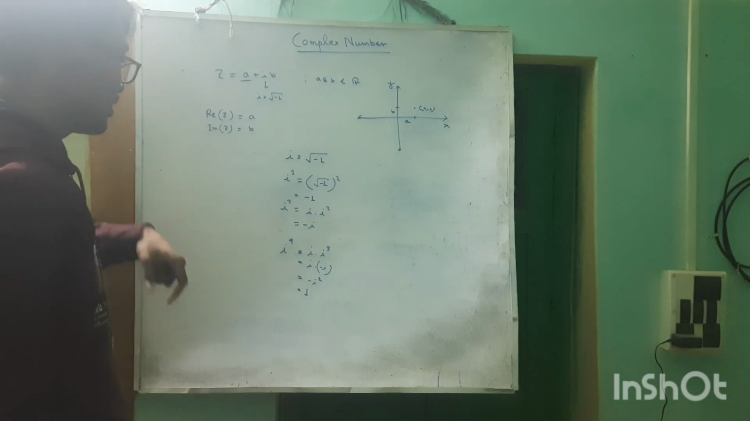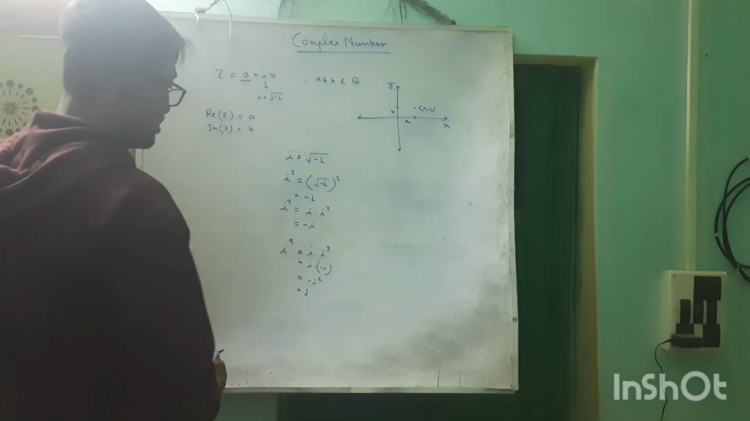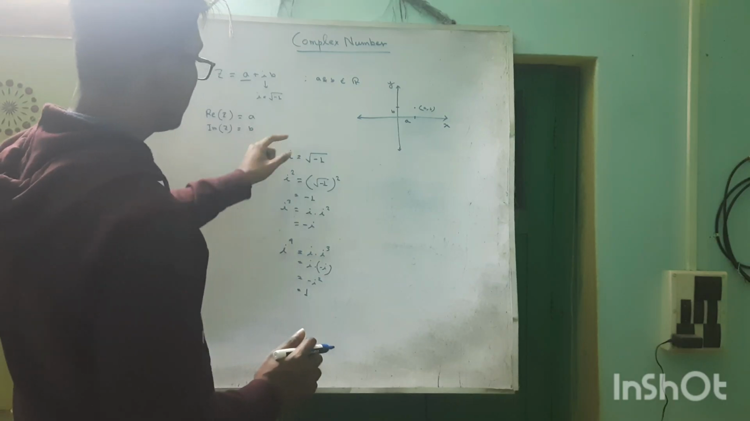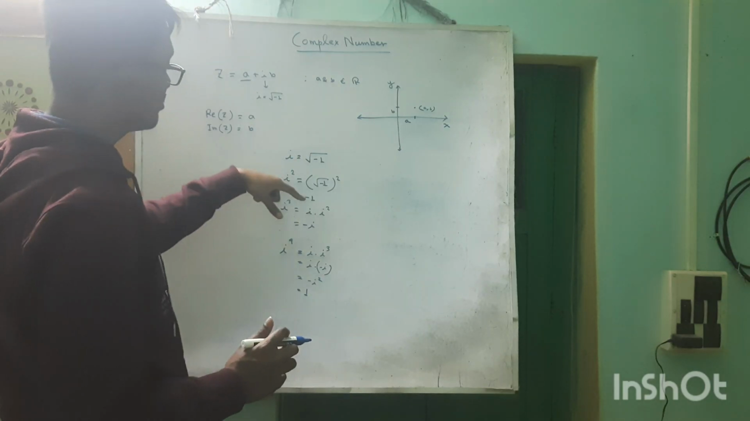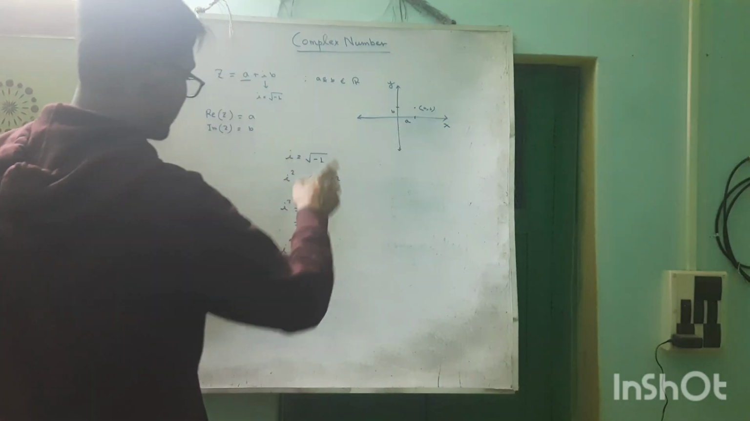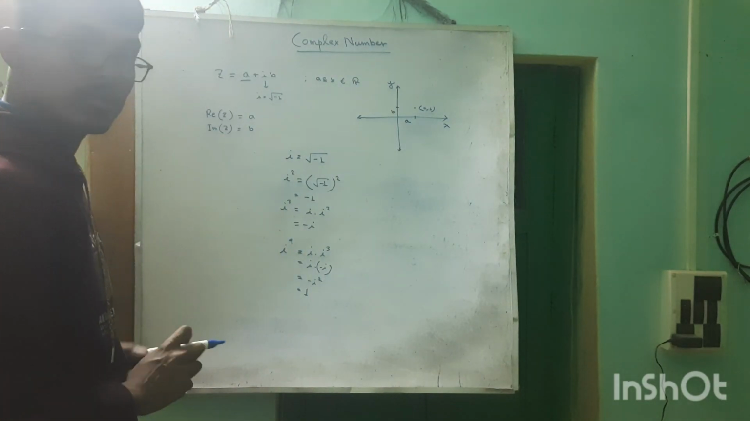Okay, so for any power of i, i to the power 5 is equal to i to the power 4 into i, that is i, and i to the power 6 is equal to i square, that is equal to minus 1. So it comes as a cyclic process. Okay, so you can understand it.